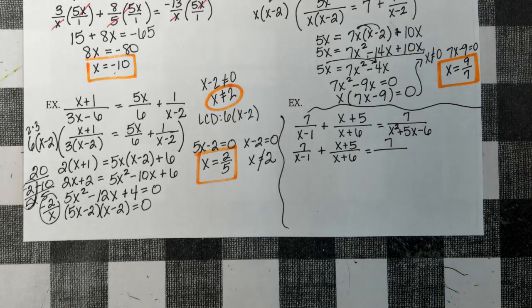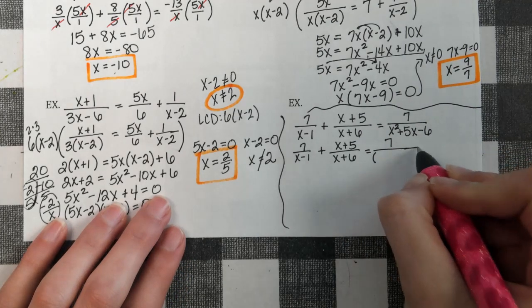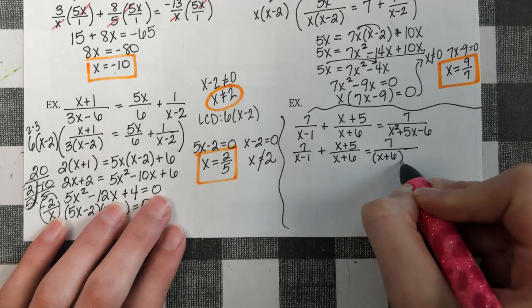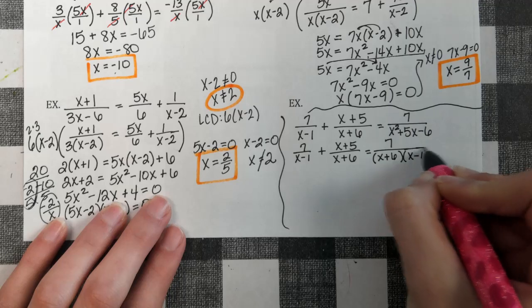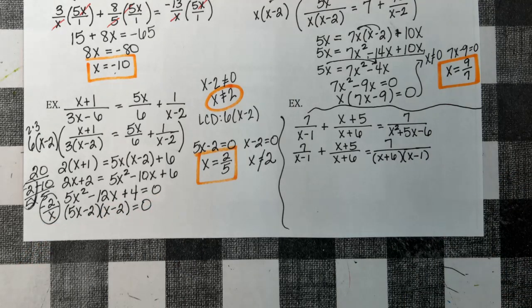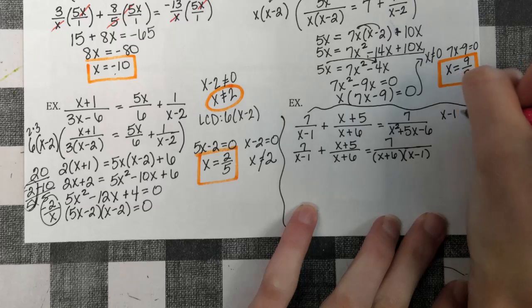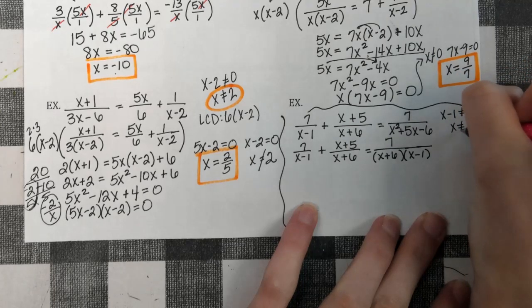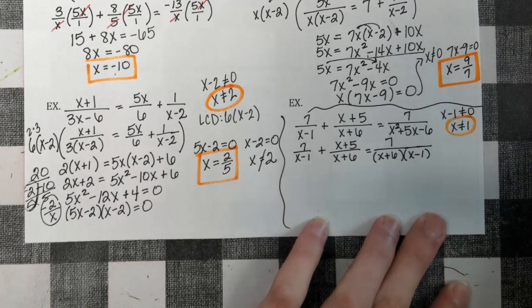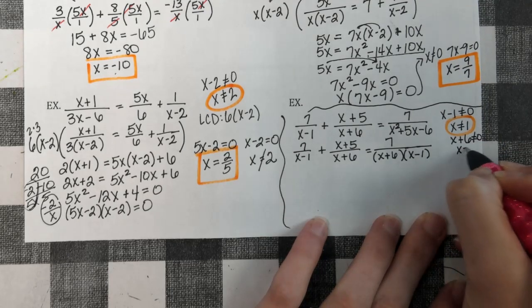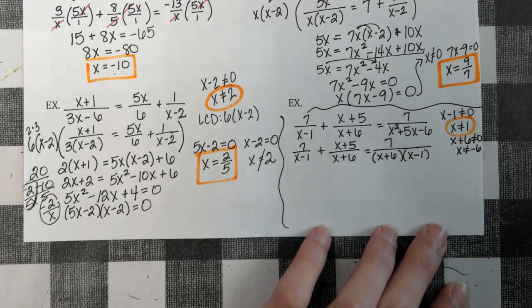So x squared plus 5x minus 6. What is that going to factor to? x plus 6, x minus 1. Okay. Next, I need to do my restrictions. x minus 1 cannot equal 0, so x cannot equal 1. x plus 6 cannot equal 0, so x cannot equal negative 6.